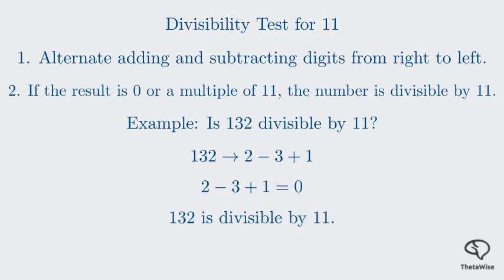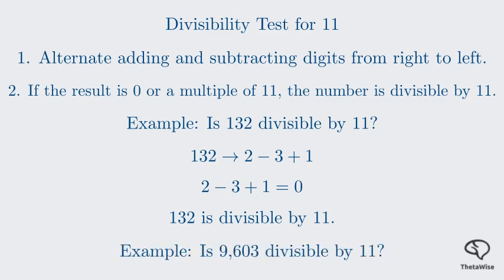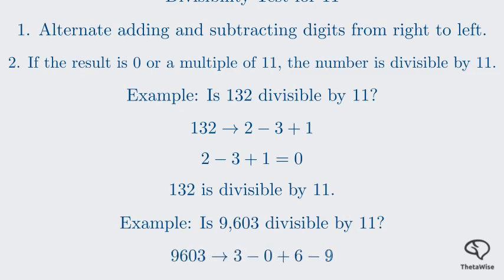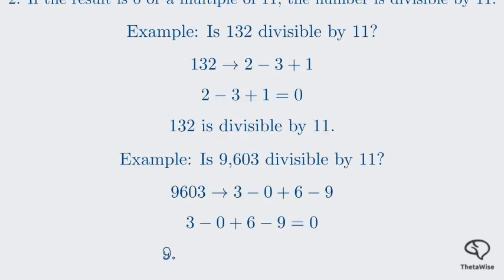Let's try a larger number. Is 9,603 divisible by 11? Starting from the right, we have 3. We subtract 0. We add 6. We subtract 9. The calculation is 3 minus 0 plus 6 minus 9. 3 minus 0 is 3. 3 plus 6 is 9. 9 minus 9 is 0. Again, the result is 0, so 9,603 is divisible by 11.